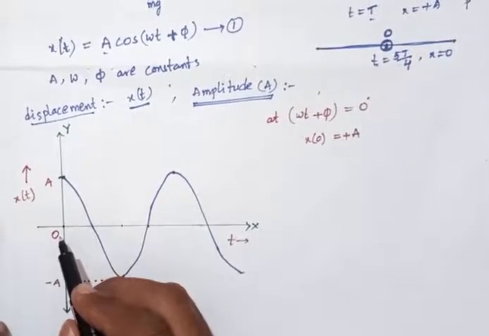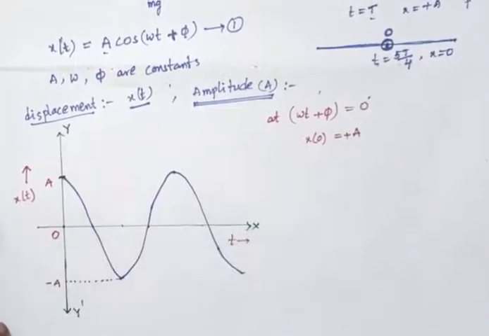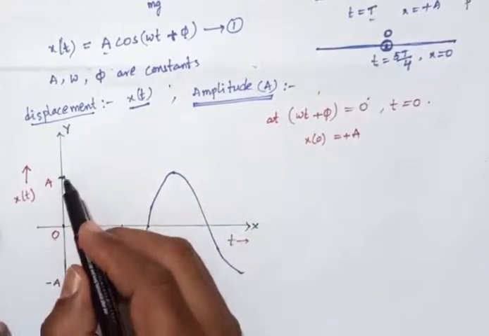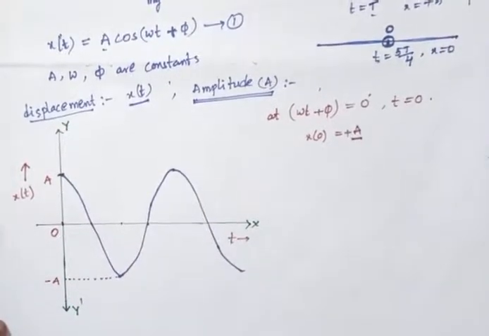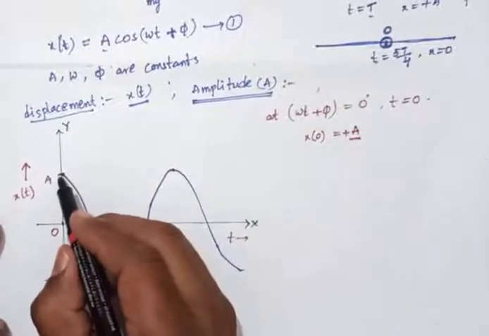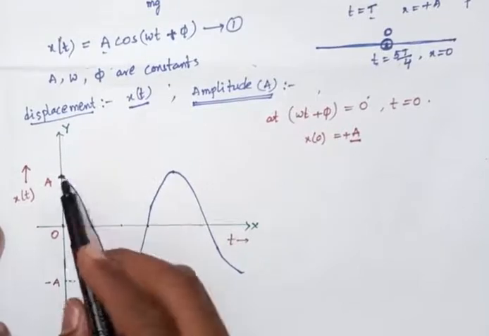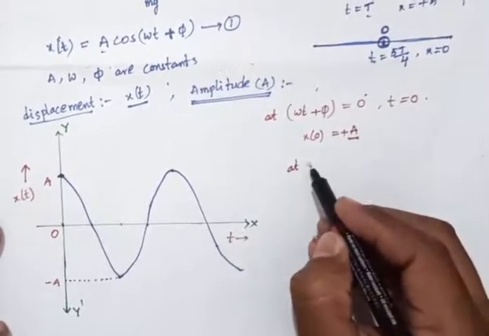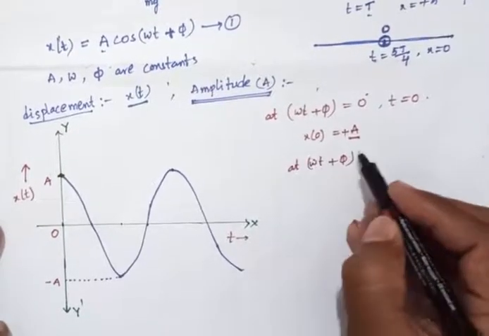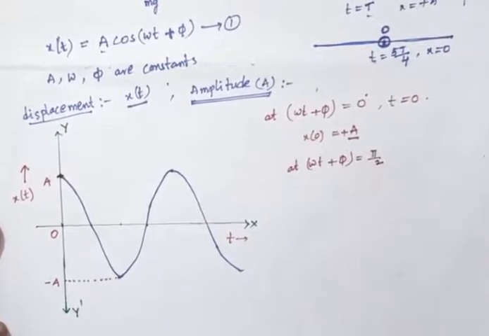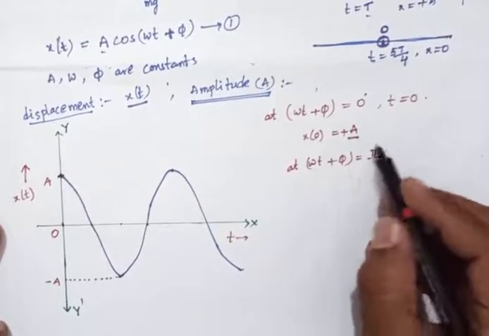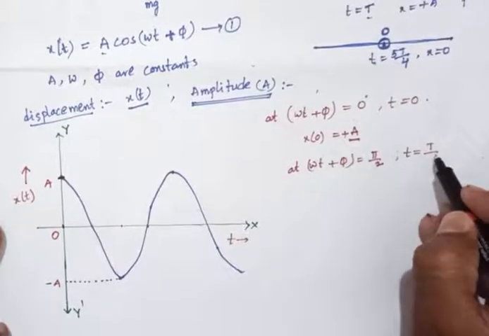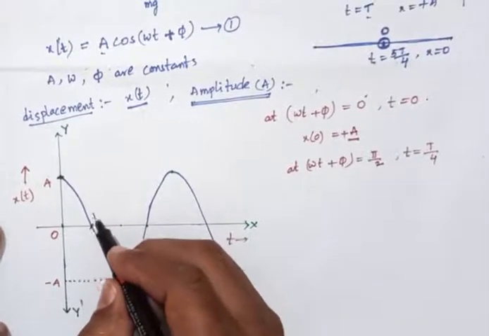So x of 0 equals maximum positive. At omega t plus pi equals 0, x of 0 is at the origin, that is, the t equals 0 position. What is the displacement here? The displacement is maximum, a. Next, we take omega t plus pi equals pi by 2, which is nothing but t equals T by 4.